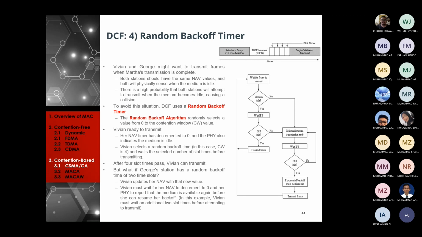So to avoid this, kita akan ada satu lagi nama dia random backoff algorithm. So dia akan bagi random time baru boleh transmit, ke sense, transmit kan selepas sense. So berapa banyak yang dia random, dia ada list lah value yang dia bagi dalam contention window.